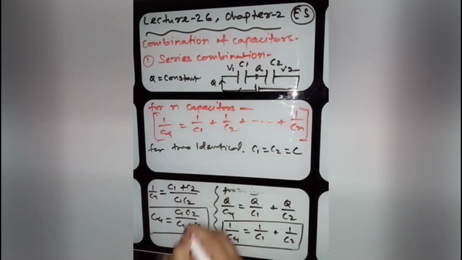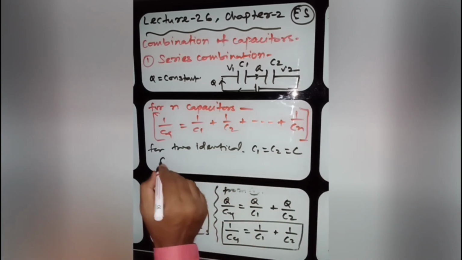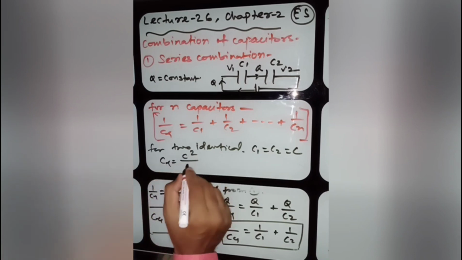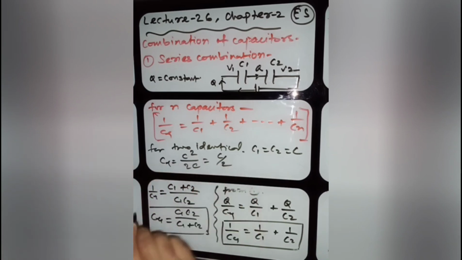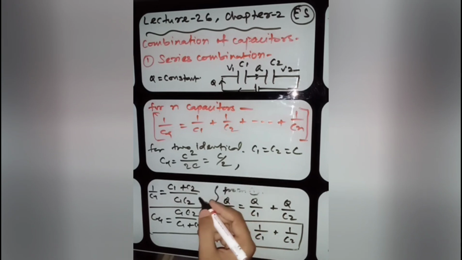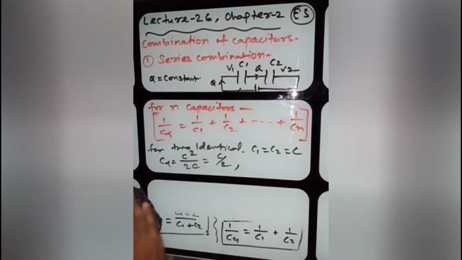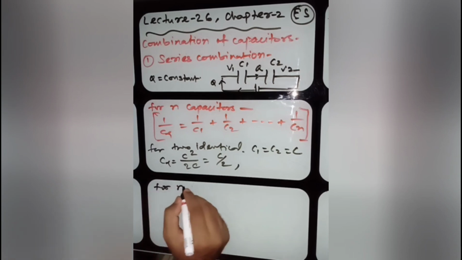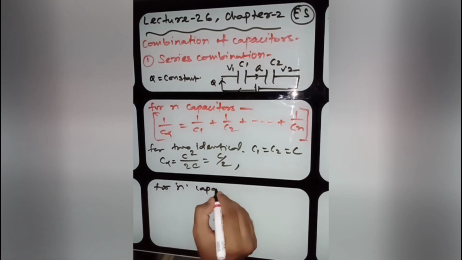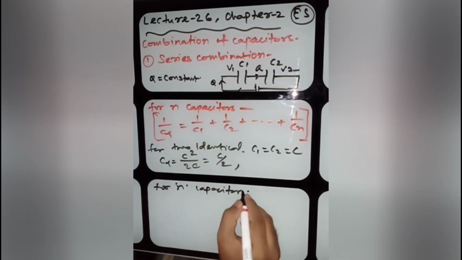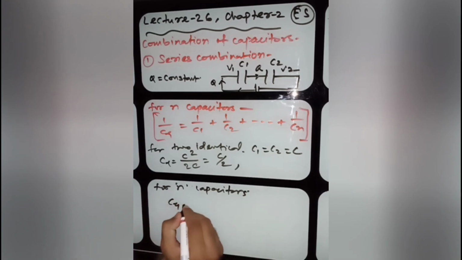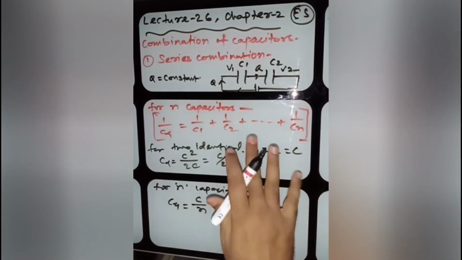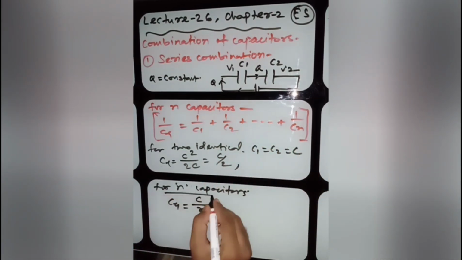If two capacitors are used, you will find C into C, so C equivalent will be C square by 2C, that is C by 2. For n capacitors, what will happen? For n identical capacitors, the C equivalent will be C by n. For 3 capacitors, it will be C by 3. Remember, I'm talking about identical capacitors, so C by n.